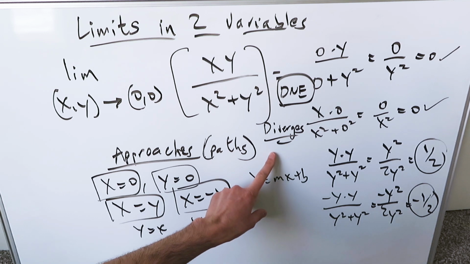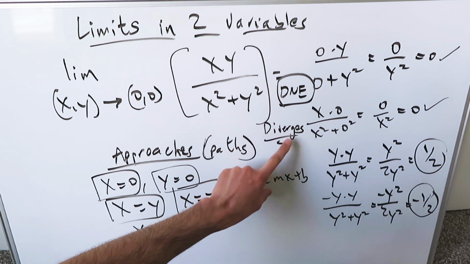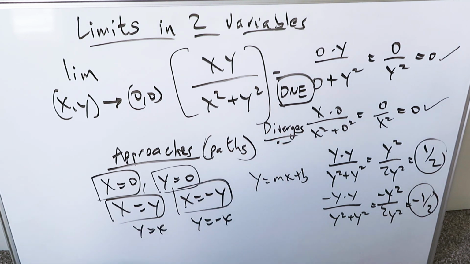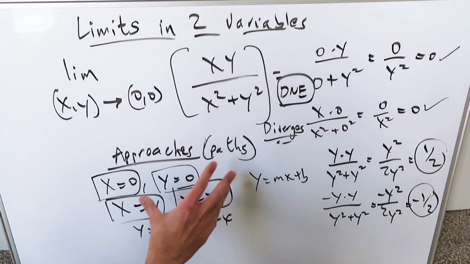Now that we've solved this out, we've come up here with D and E: does not exist and diverges, that the limit does not really exist. We've seen here the play of the approaches and the paths.